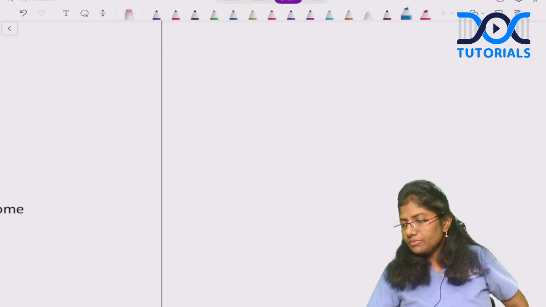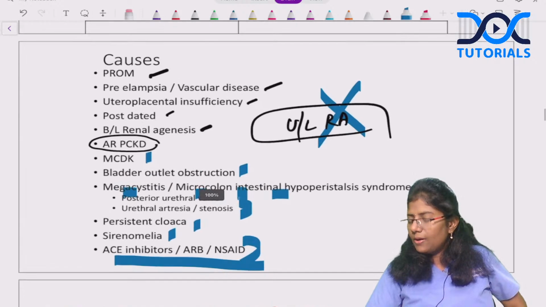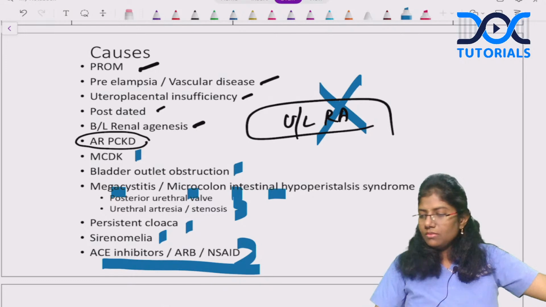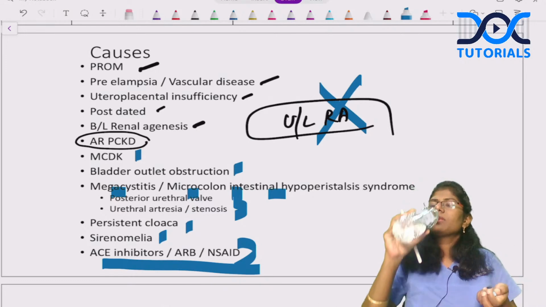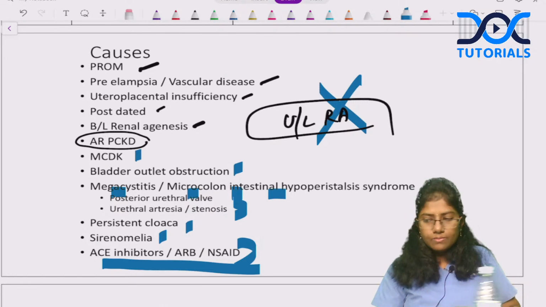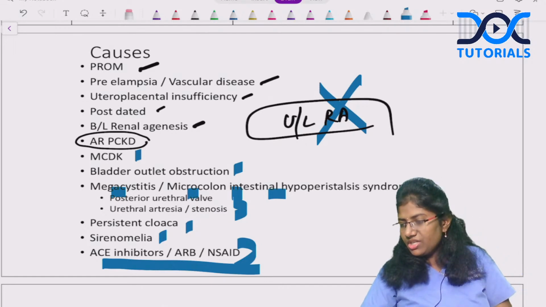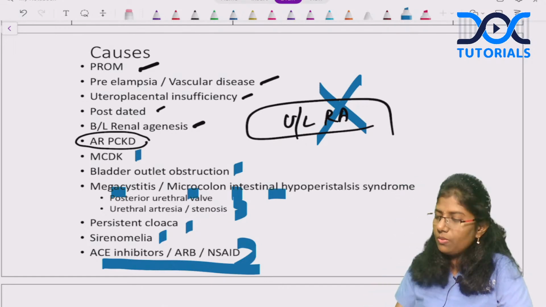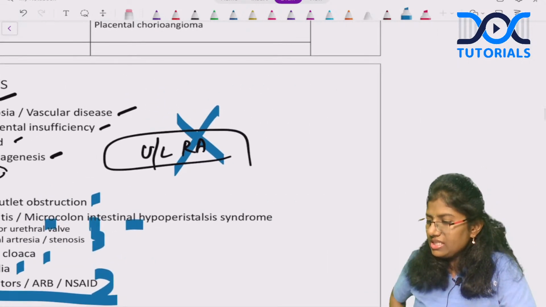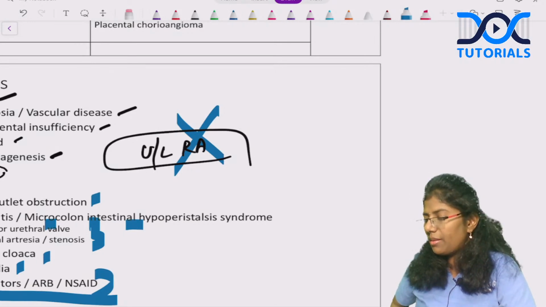Come on guys. Among the known causes, which is the most common cause of oligohydramnios? Come on guys. Jyotsna says renal agenesis, Krishna Kumar. Okay, let me tell you, Jyotsna and Krishna Kumar, renal agenesis is the cause for severe oligohydramnios or anhydramnios.